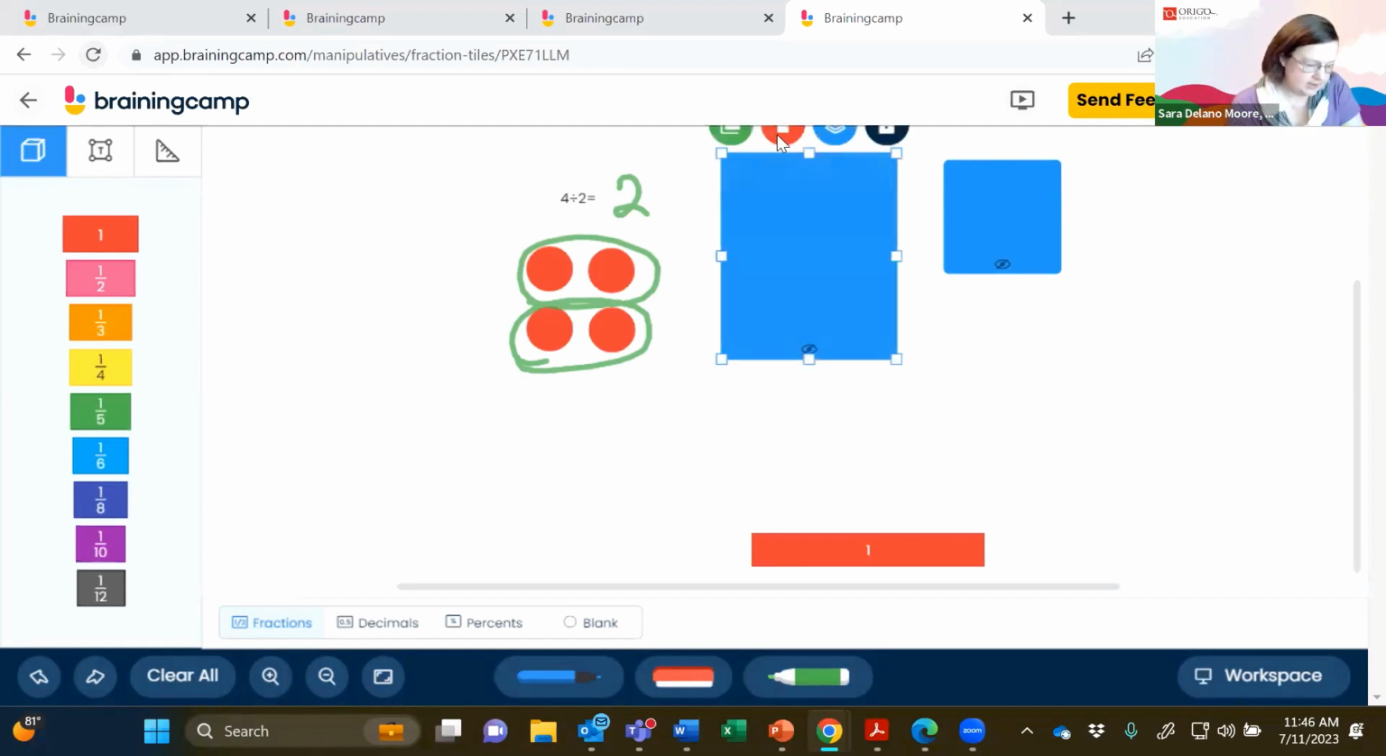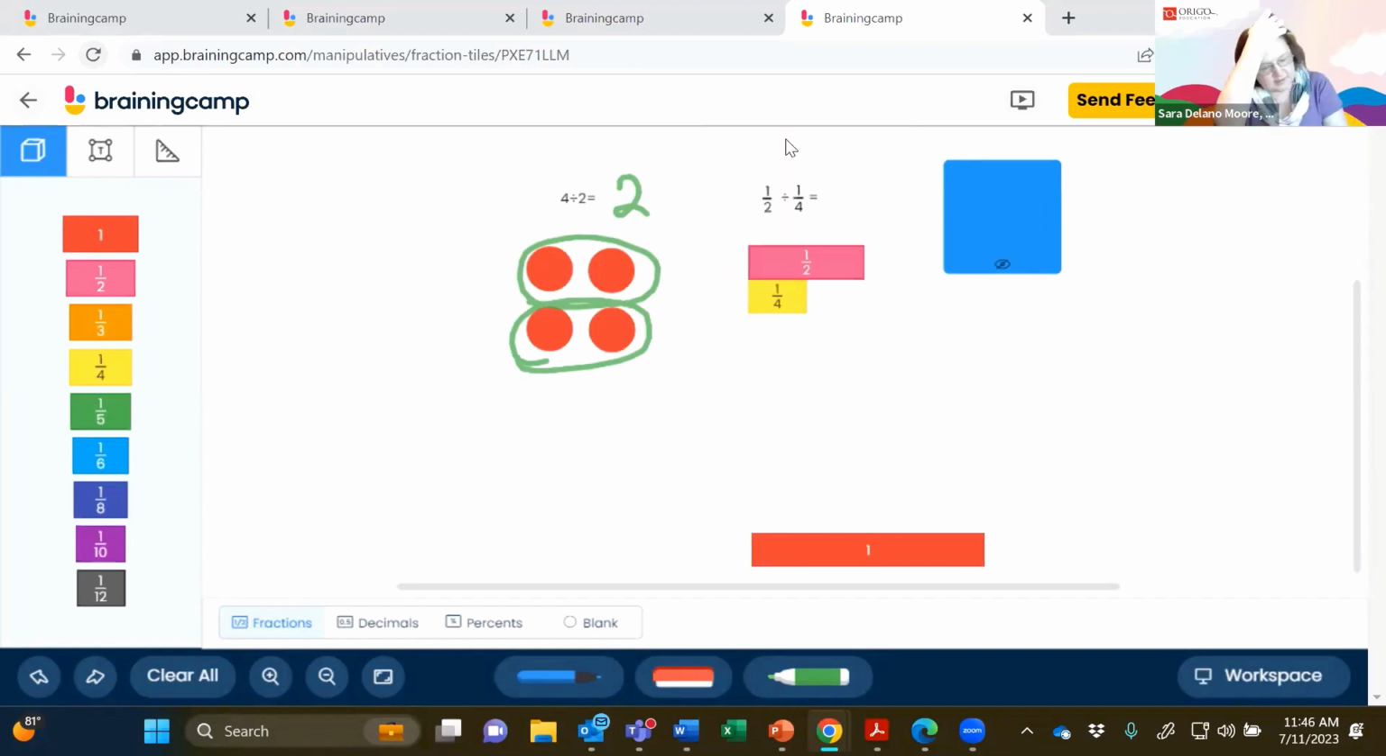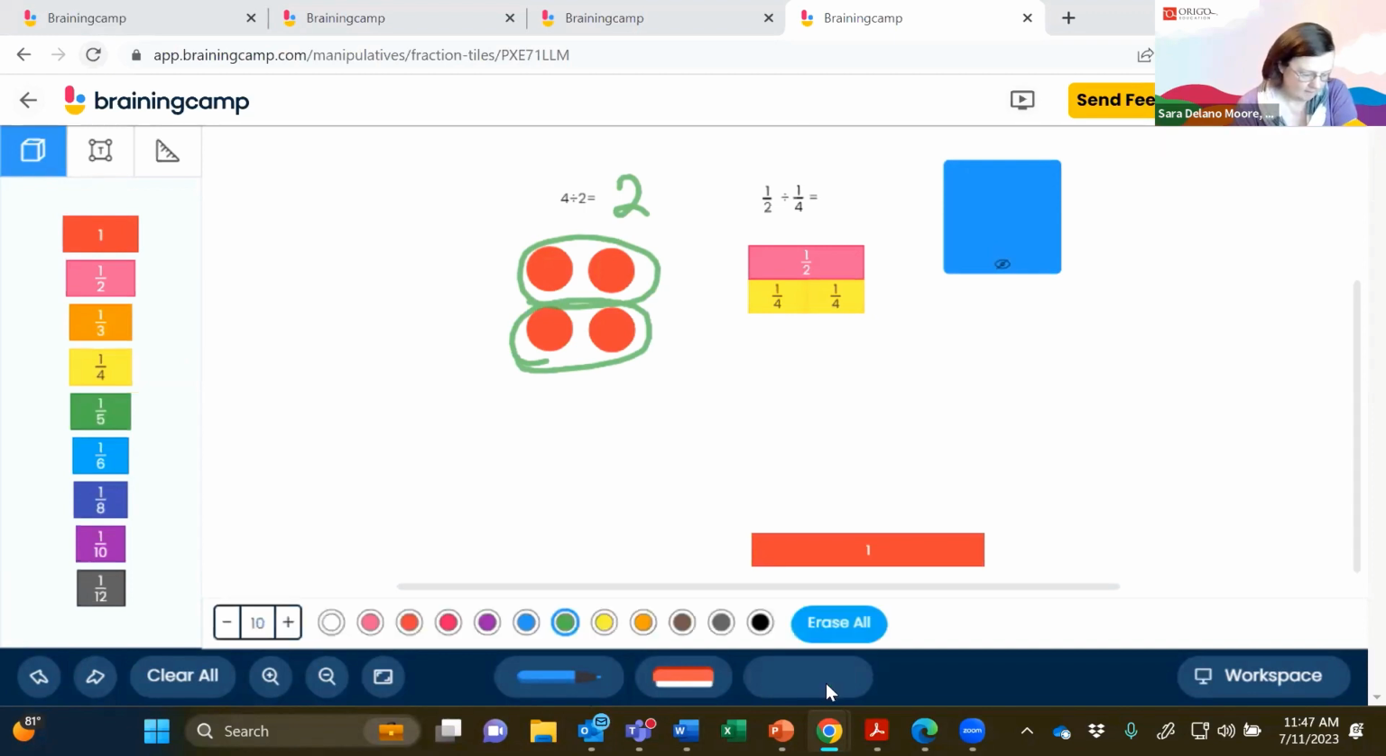So let's get rid of this. 1/2 divided by 1/4. How many 1/4ths, I'm sorry, are in 1/2? Well, I've already put one of them on there. And if I want to match it up, here's my second one. How many 1/4ths are in 1/2? There are 2.